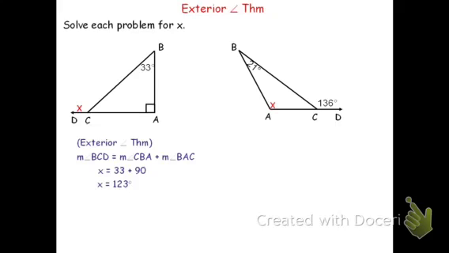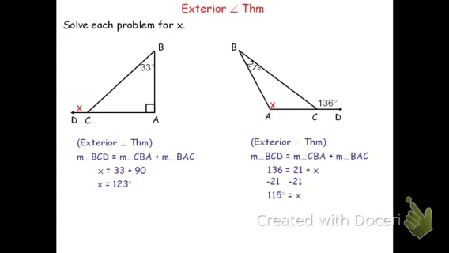So in this case, again, the measure of angle BCD equals the sum of the measures of angle CBA plus BAC by exterior angle theorem. But this time it's the exterior angle that's 136 degrees, and it's equal to 21 plus x. Subtracting 21 from both sides, we find this time that the remote interior angle is 115 degrees.